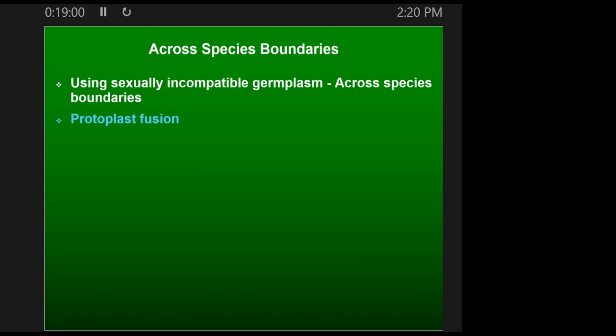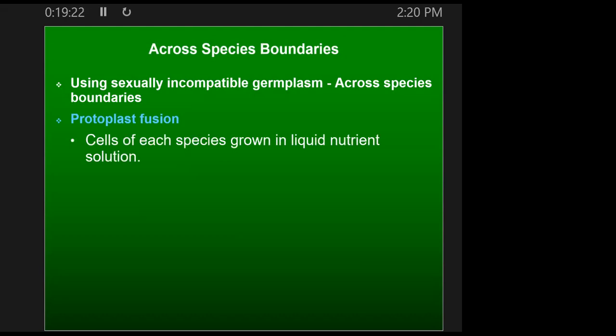So this is this idea where you can't get them to breed. They're sexually incompatible because they're different species. So we can't breed them. So then what? And so this idea is pretty amazing. It's this idea of fusing the protoplast. So again, in tissue culture techniques, you work in the lab, you grow up the cells of each of these plant species in one container. You strip off the cell wall. Remember, that's what a protoplast is. It's just a plant cell that has the cell wall stripped off.